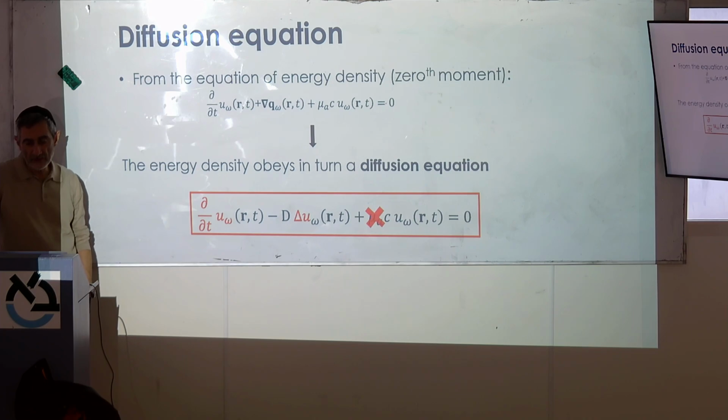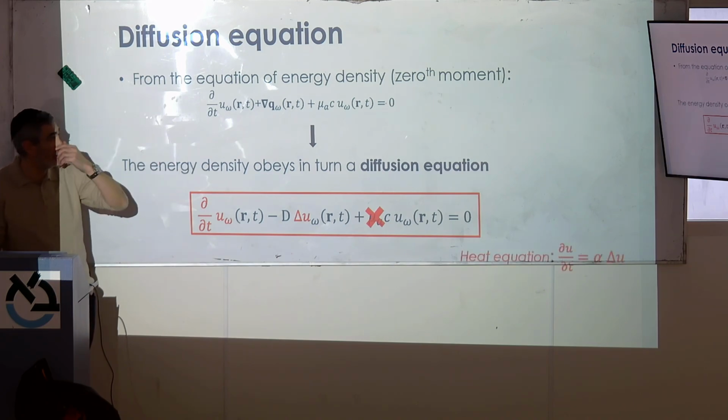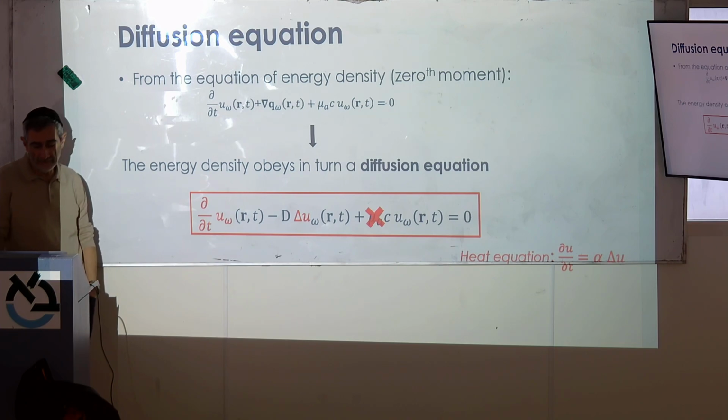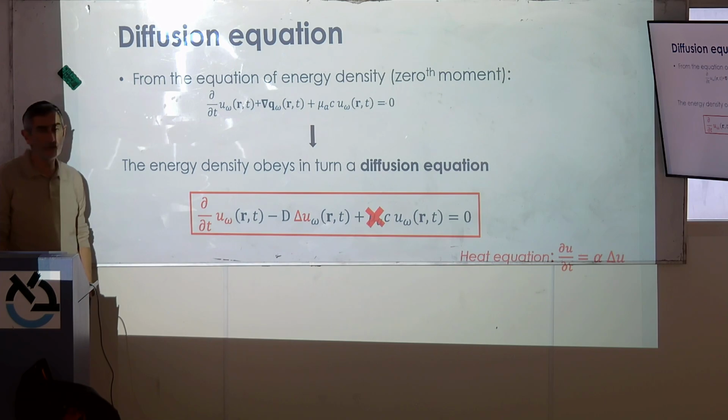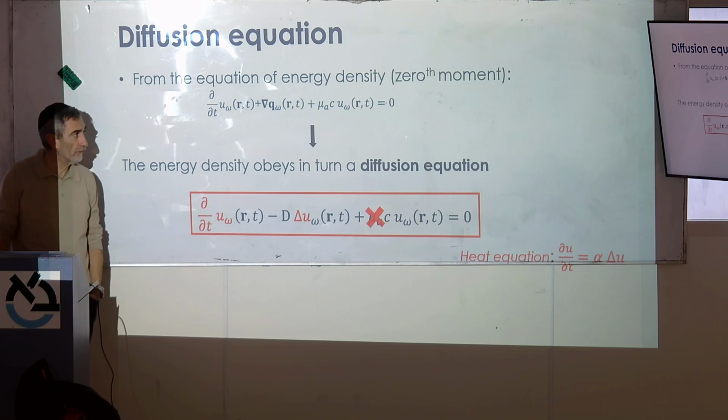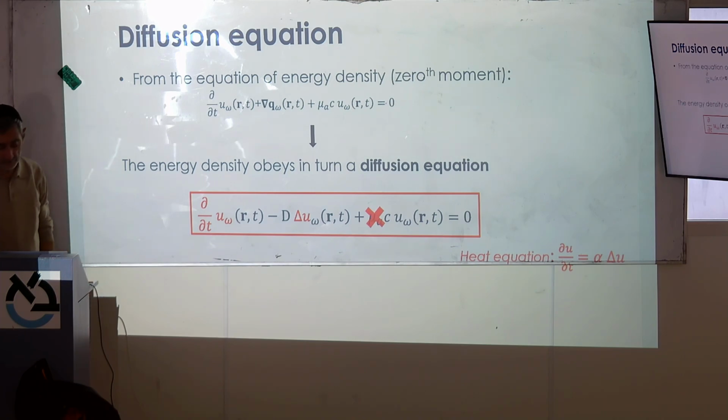So the radiative energy density obeys a diffusion equation. This is the same type as the heat equation. The heat equation is dU over dt, where U is the temperature, for instance. The derivative of the temperature is alpha times the Laplacian of U, and alpha is called the diffusivity of the medium, so how the heat diffuses inside the system.